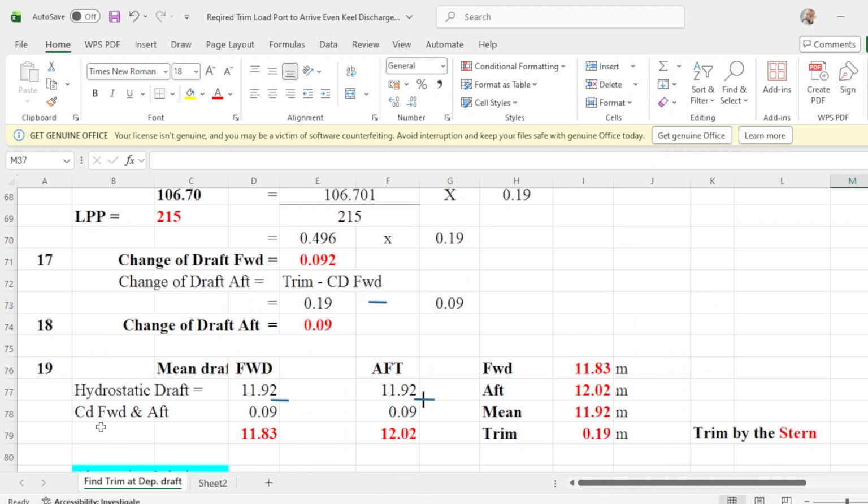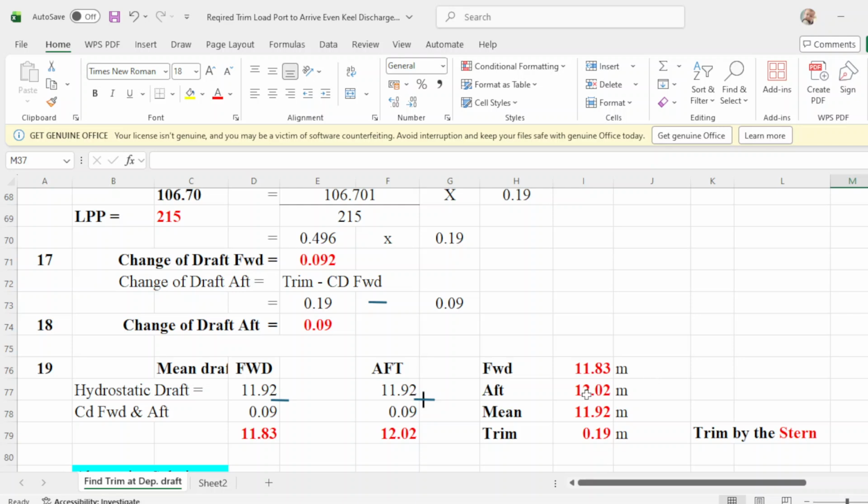apply your change of drop forward, which is 0.09, this one, and drop up is 0.09, the same. So since you are trimmed by the stern, you deduct forward and up. So when you subtract this one, of course, this will go up, and you add, this will go down. So deduct this one, that will be 11.83 forward. You add this one, that will be 12.02.